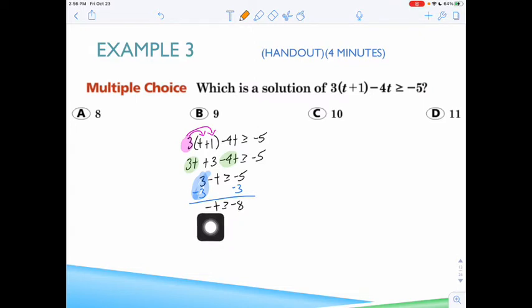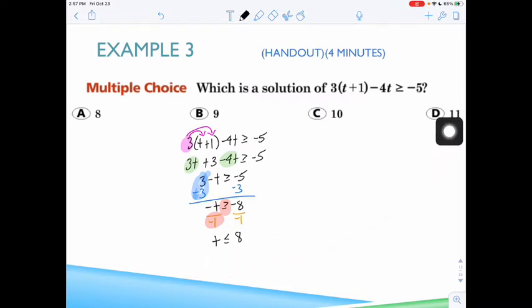Right now, we're very close to being done, but we have a negative t and we want a positive t. So negative t is the same as saying negative 1 times t. So to undo negative 1 times t, we're going to divide both sides by negative 1. When you divide negative t by negative 1, you get positive t. Negative 8 divided by negative 1 is positive 8. And then because we divided by a negative, that's a red flag, we got to flip the sign. So dividing or multiplying by a negative, we flip the sign. So we get t is less than or equal to 8.